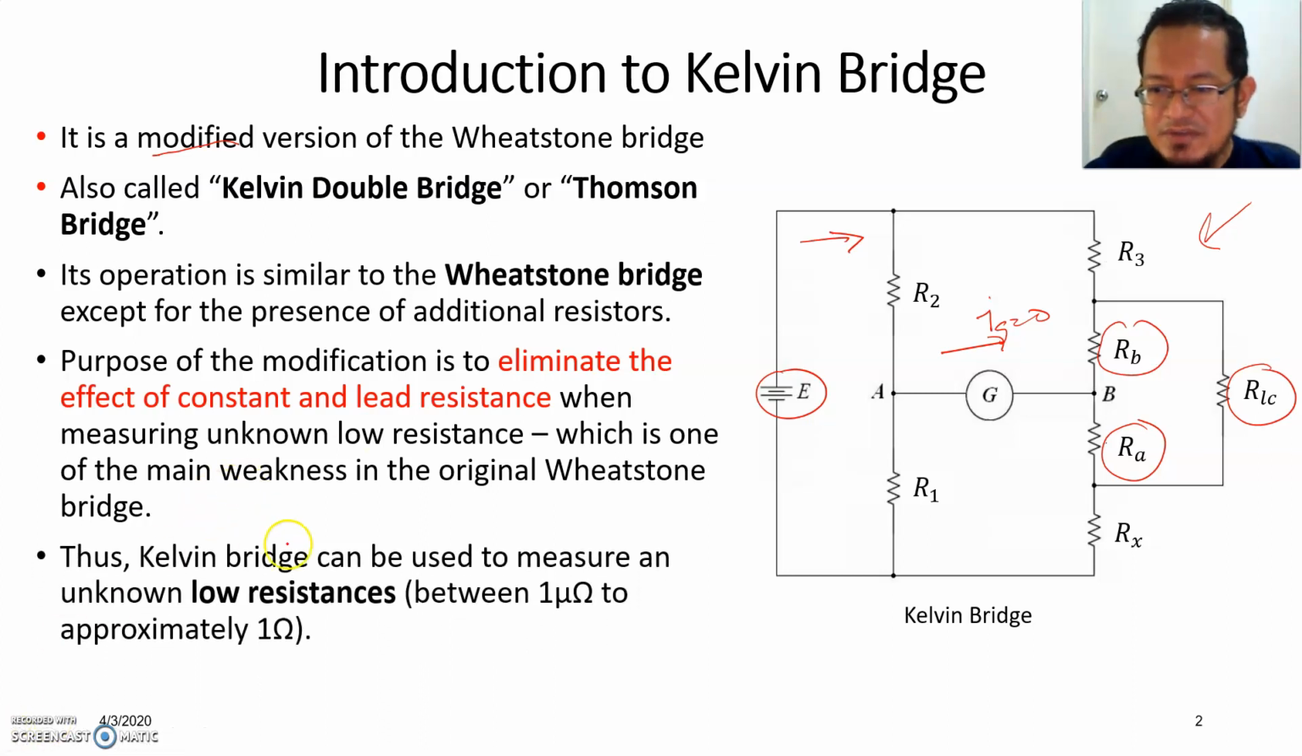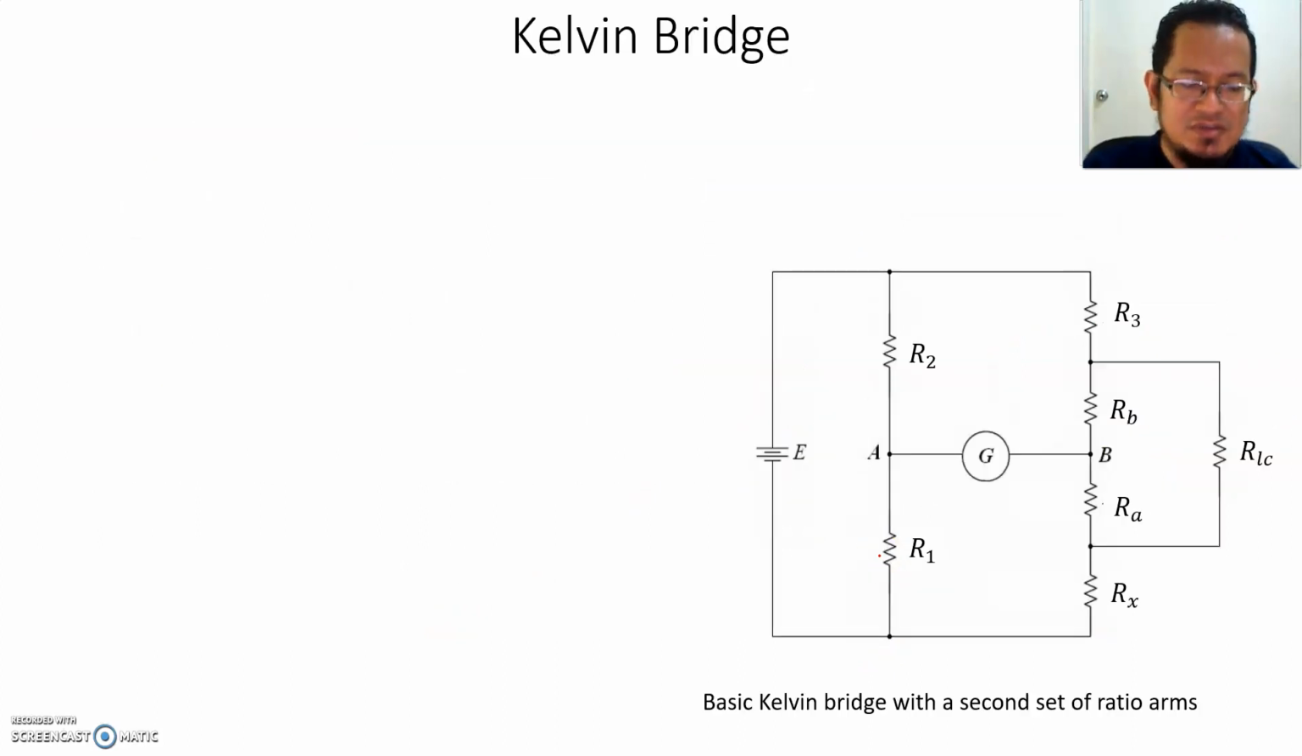So the Kelvin bridge can be used to measure an unknown low resistance, let's say between 1 micro ohm to approximately 1 ohm. Okay, so for very small resistance, it's better to have a Kelvin type of bridge. I'm not going to go through the derivation, and I'm just going to go straight forward to how we are going to use it.